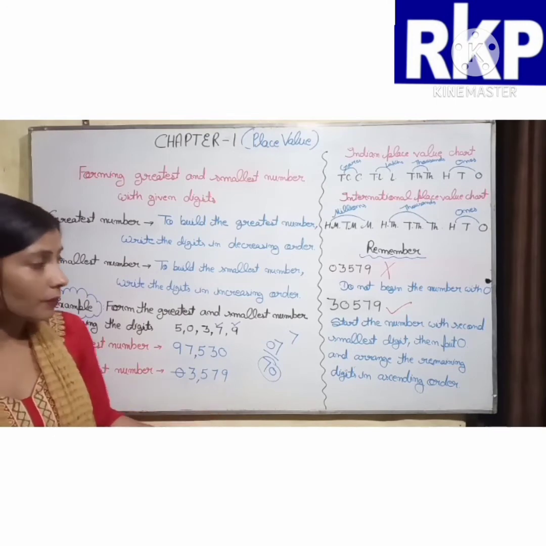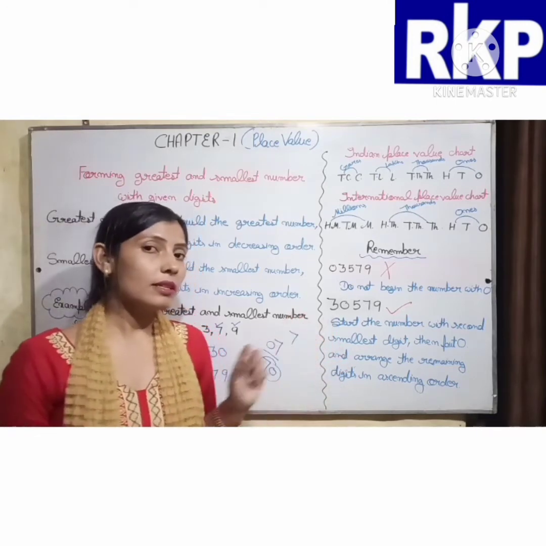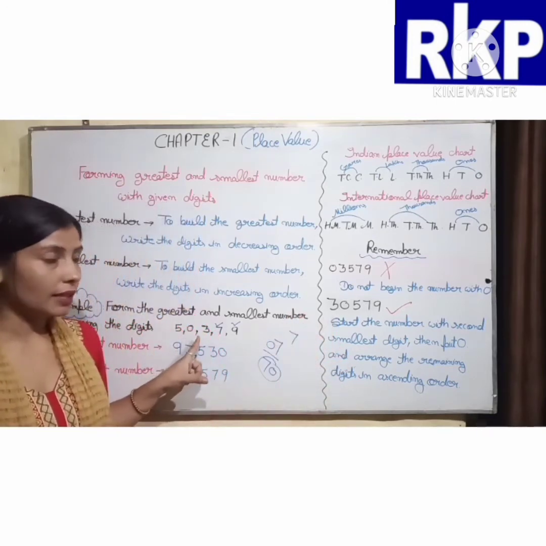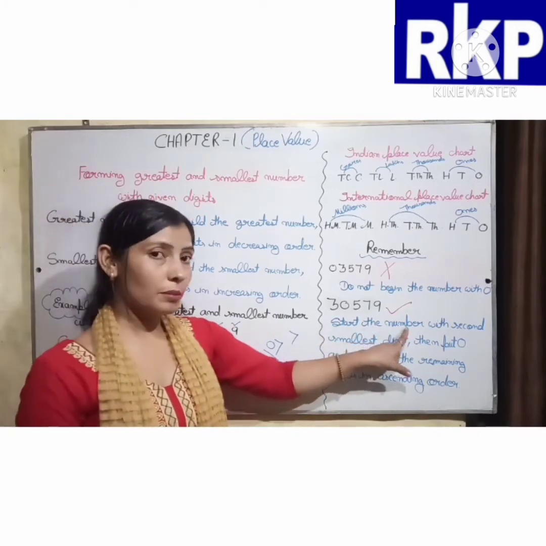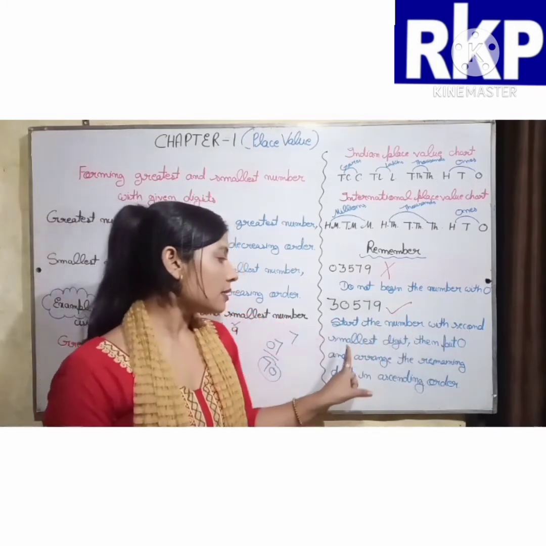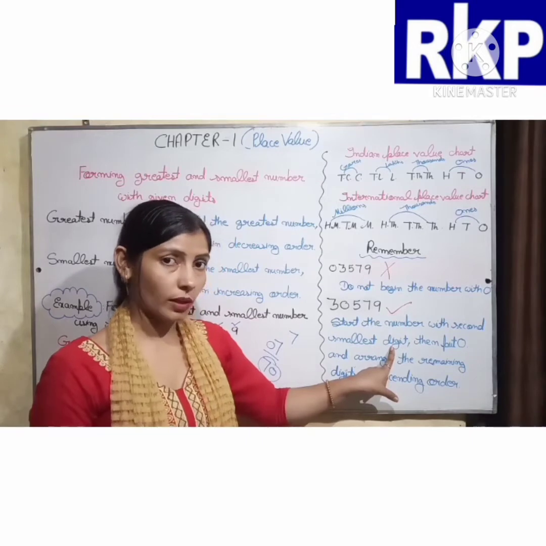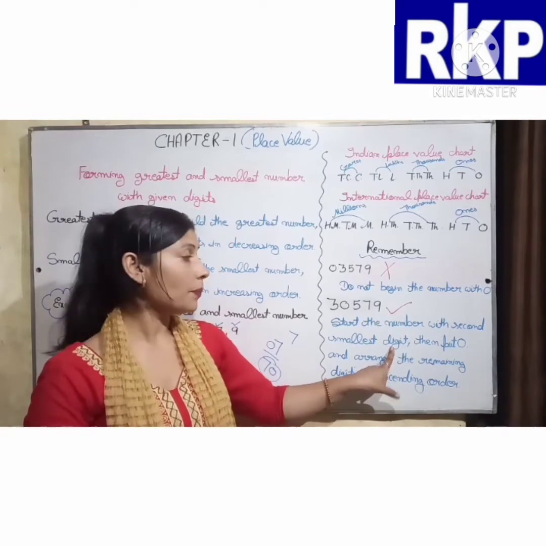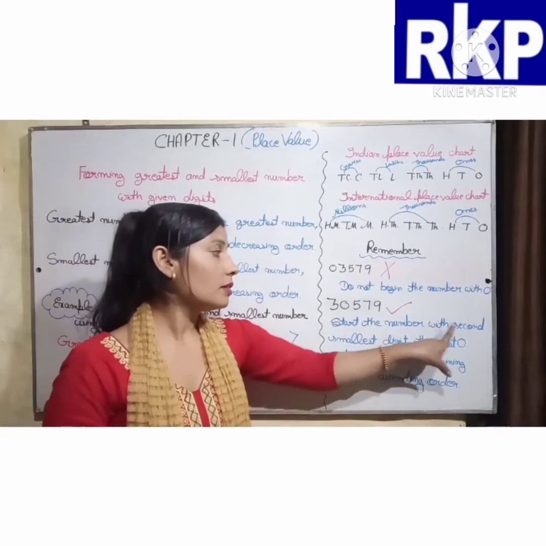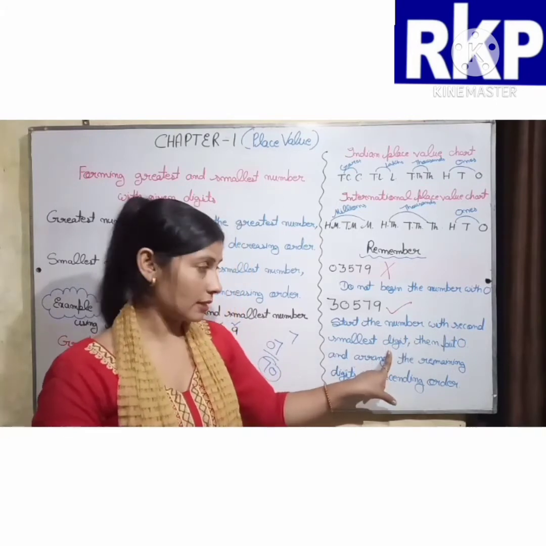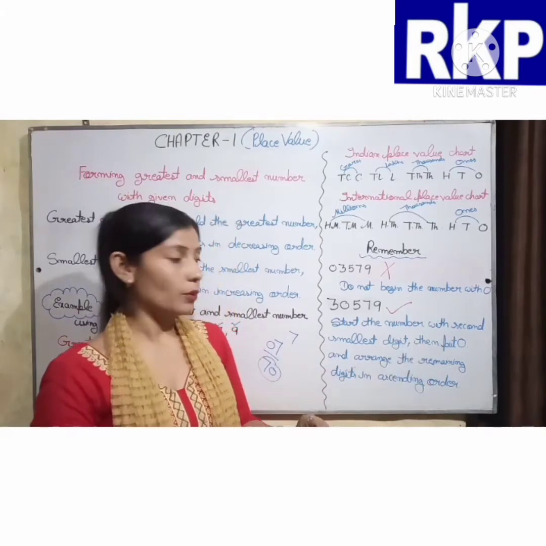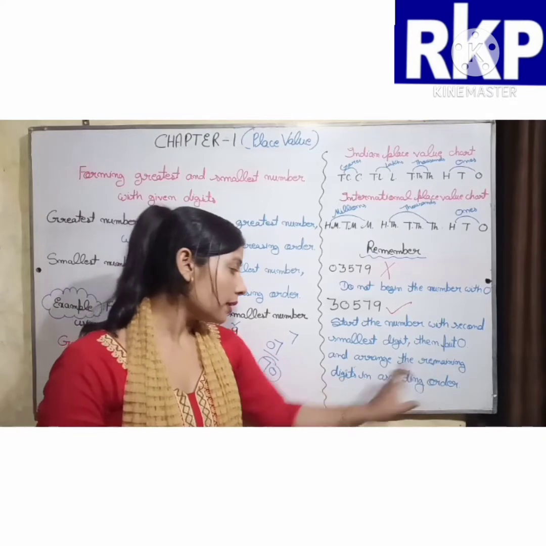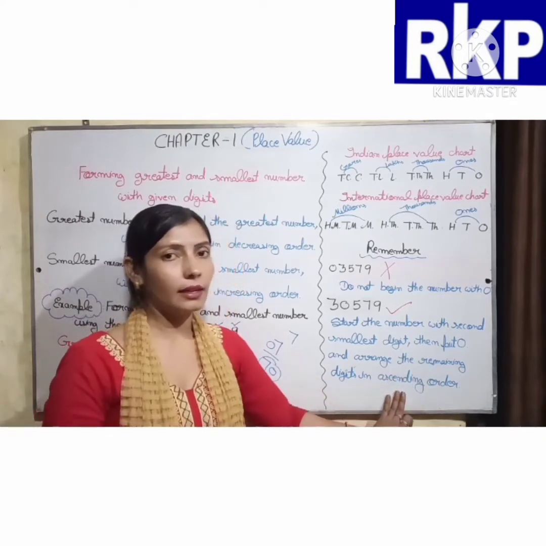30579. Why, beta? Because if we have a 0 like this, then we start the number with the second smallest digit. We have to start the number with the second smallest digit. Then put 0, and arrange the remaining digits in ascending order.